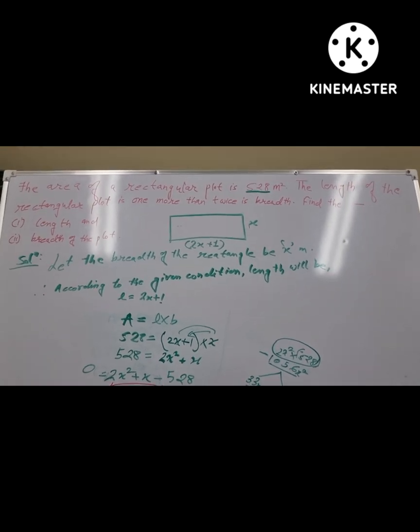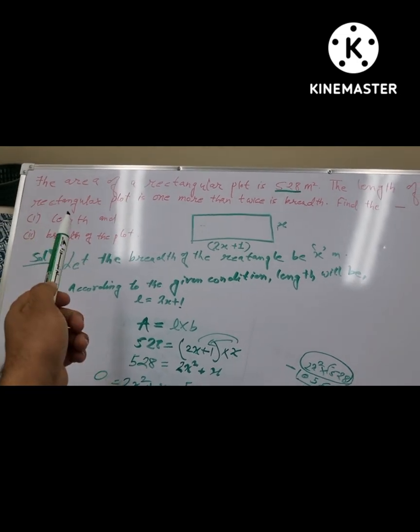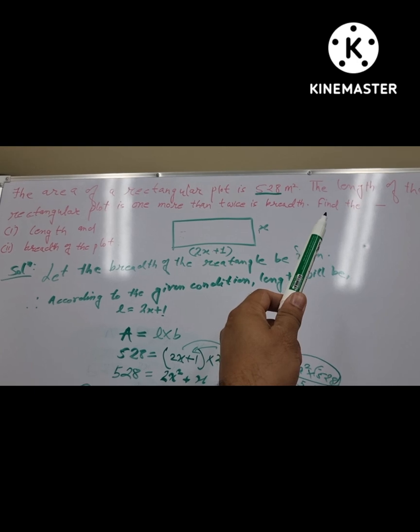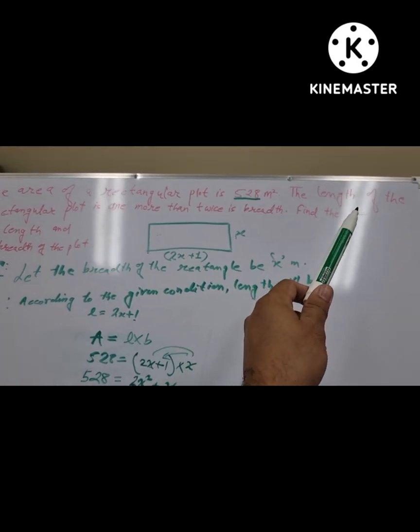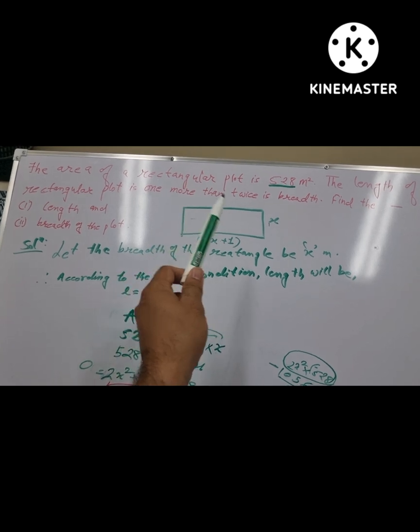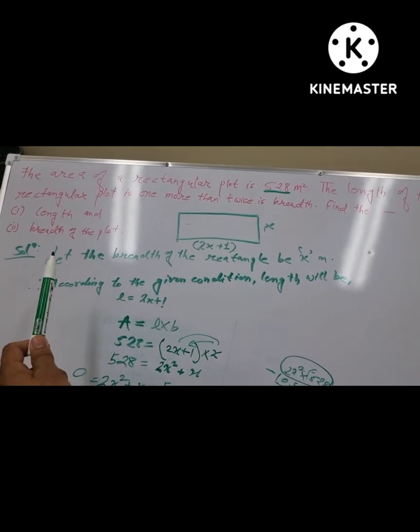Okay, we are given a problem over here from the quadratic equations. The area of a rectangular plot is 528 meters squared. The length of the rectangular plot is 1 more than twice its breadth. Find the length and breadth of the plot.